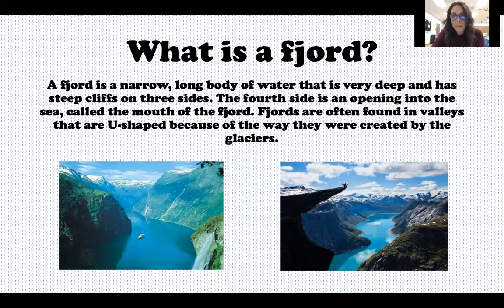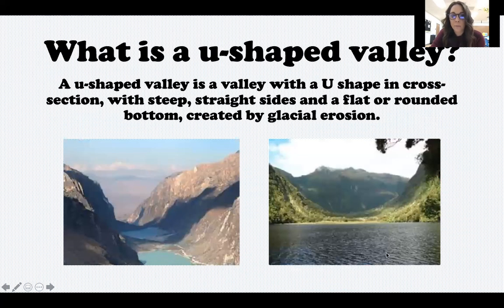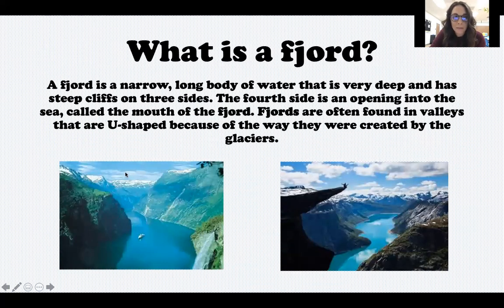You won't always see a fjord within a U-shaped valley. If we go back to this one, like right here in this picture and this picture, these U-shaped valleys aren't filled with fjords, but sometimes they can be. Like in these two pictures here, we have the U-shaped valley that was created by the glacier, and then we have the river running through it, which is then the fjord.